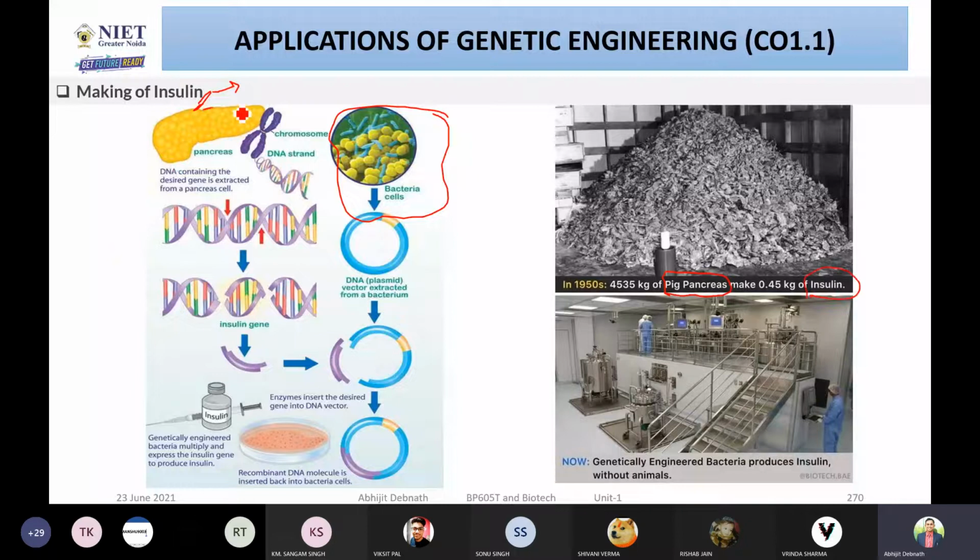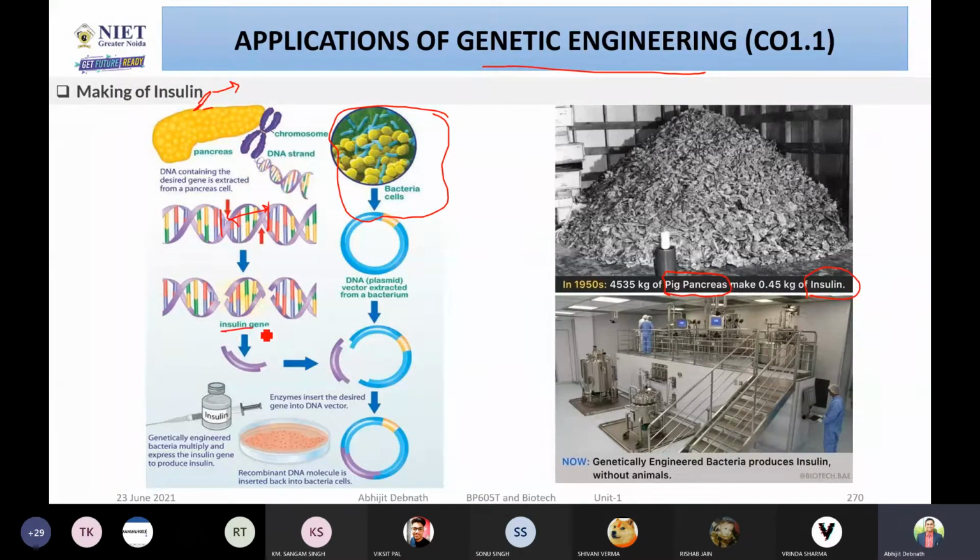They are not able to produce insulin, and the glucose level is increased. So earlier, pig pancreas was used for insulin. Now, after the advancement of genetic engineering, we are using bacteria. How? Very simple. We take the chromosome and try to identify which part of the chromosome, which gene, is responsible for making the insulin protein.